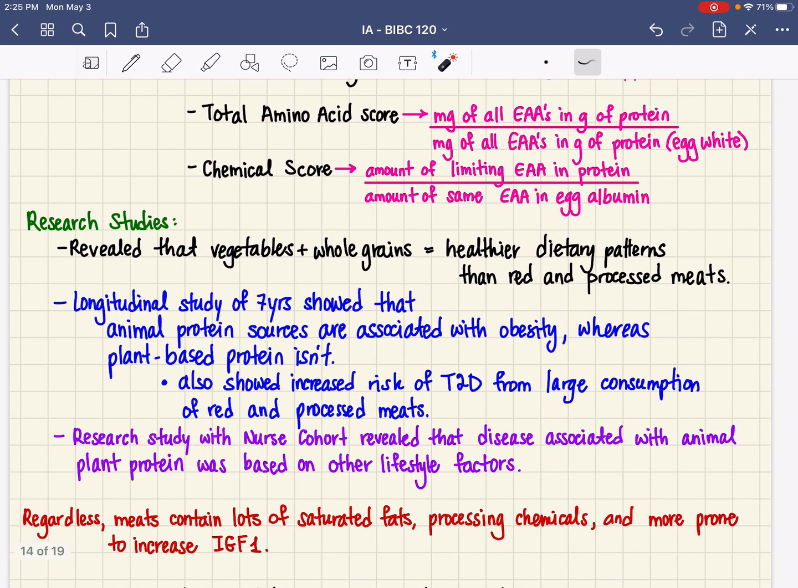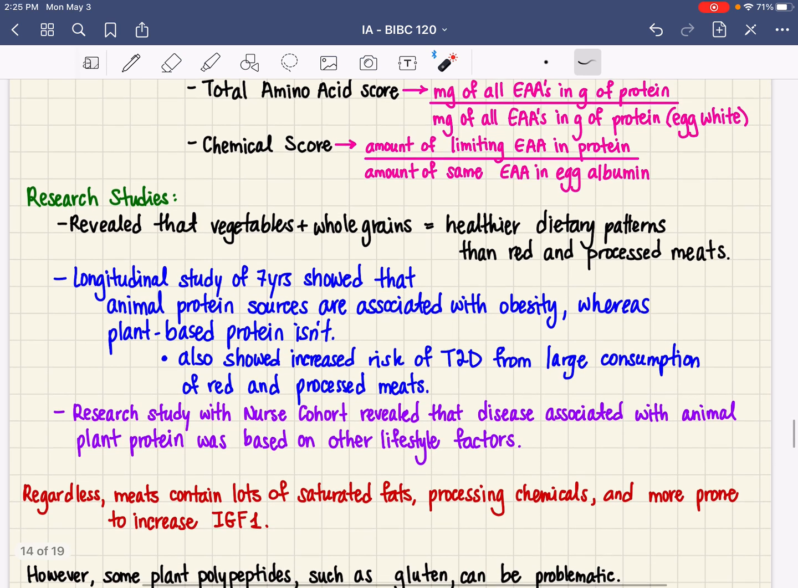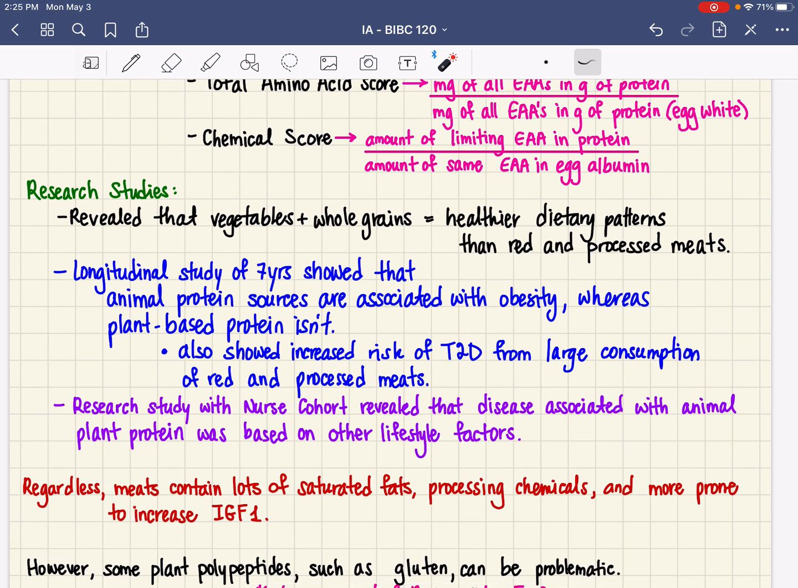Then we talked about some research studies, and overall, the first one revealed the fact that many people now know, right? Vegetables and whole grains equal a healthier dietary pattern than red and processed meats do. And so this strongly suggests that diets that contain more vegetables and whole grains end up in the person just being overall healthier than when consuming a lot of red or processed meats.